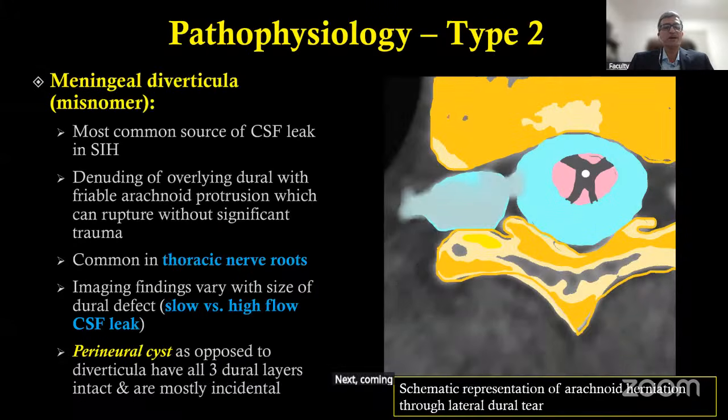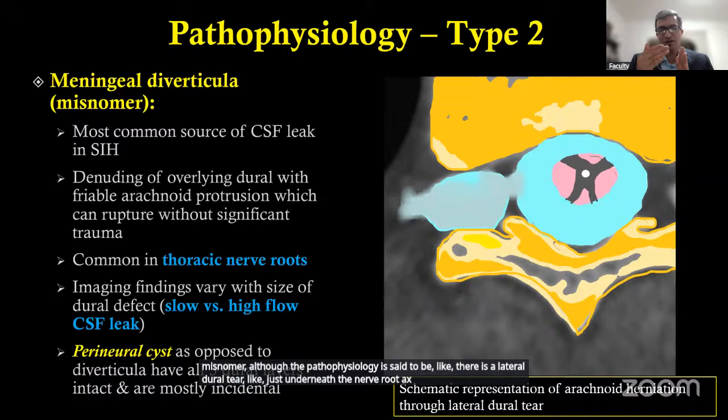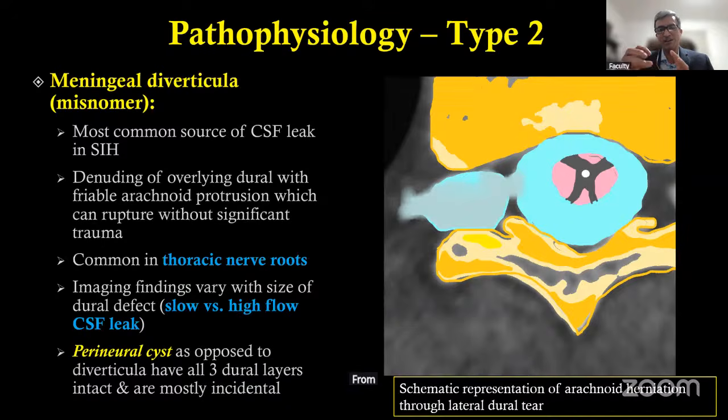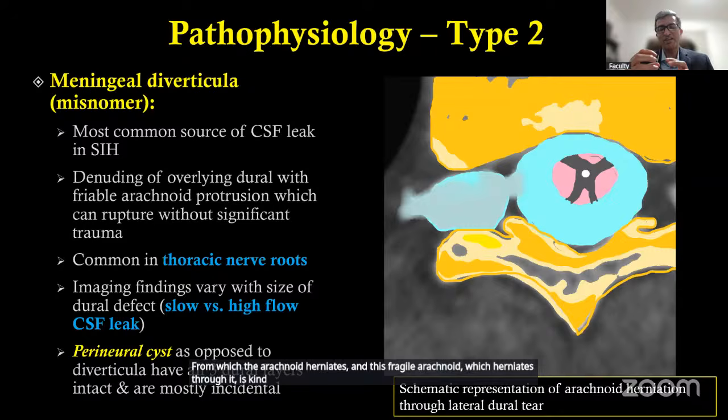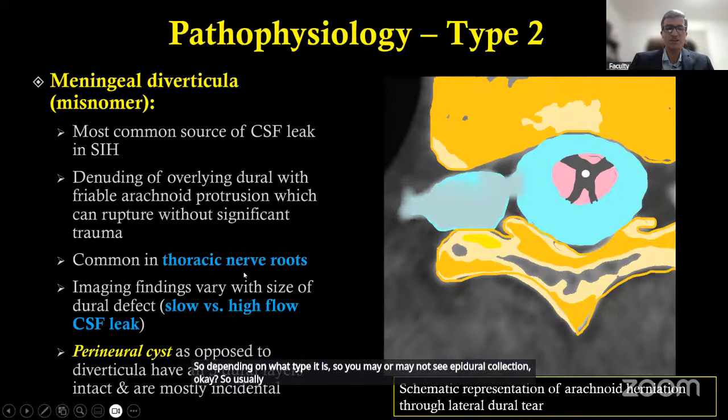Next, coming to type 2, as I said, meningeal diverticula is considered to be a misnomer, although the pathophysiology is said to be a lateral dural tear, just underneath the nerve root axilla. So there is a dural tear from which the arachnoid herniates. And this fragile arachnoid, which herniates through it, can easily rupture without significant trauma. And when it ruptures, that results in CSF leak. Some of them can be high flow, some of them can be slow flow. So depending on what type it is, you may or may not see epidural collection. Okay. So usually occurring in thoracic nerve roots.